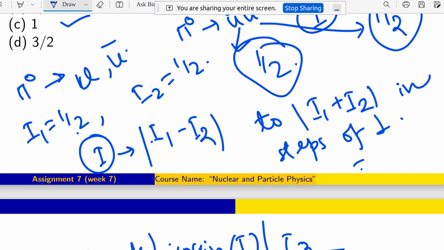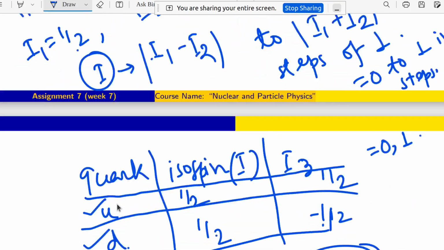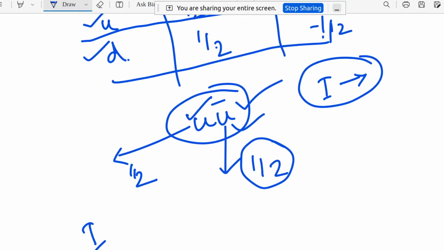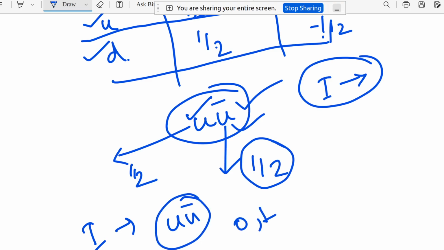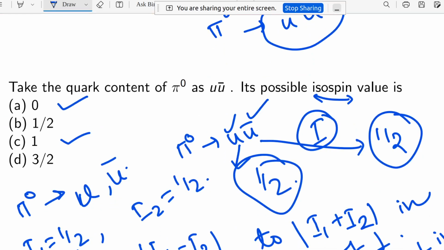I2 is what? It is 0. So 0 to I1 plus I2, and I1 plus I2 is 1. So 0 to 1 in steps of 1 means only 0 and 1 values are possible. There will be no other value in between 0 and 1. So the correct answer for the isospin I of the U U bar combination will be 0 as well as 1, because they are asking for the possible isospin values. So it may be 0 or it may be 1.